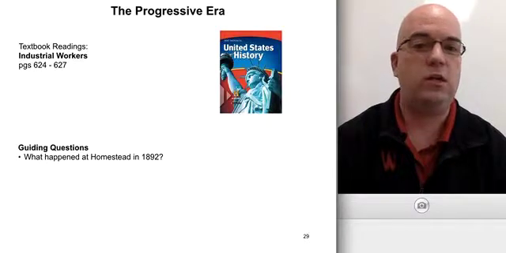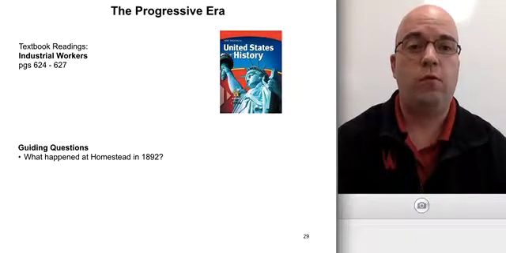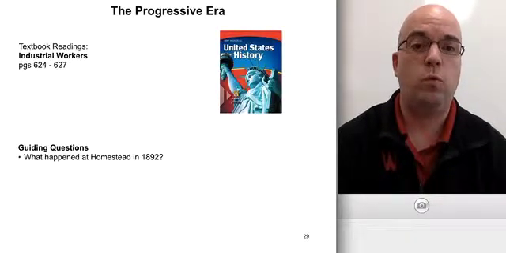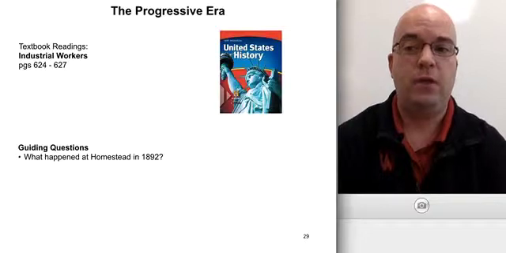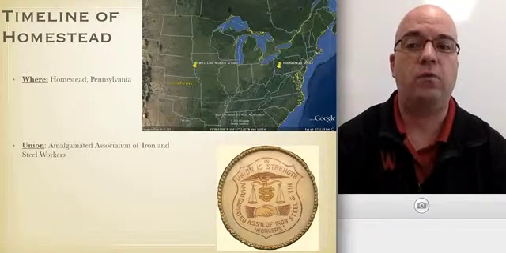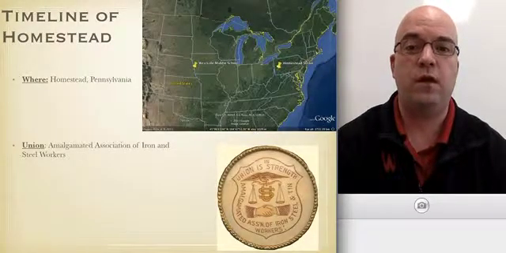The guiding question is: what actually happened at the Homestead Strike in 1892? Who's responsible? Who should be blamed for this violent incident that took place between workers and management? So let's go through some general backstory of what happened here at Homestead.